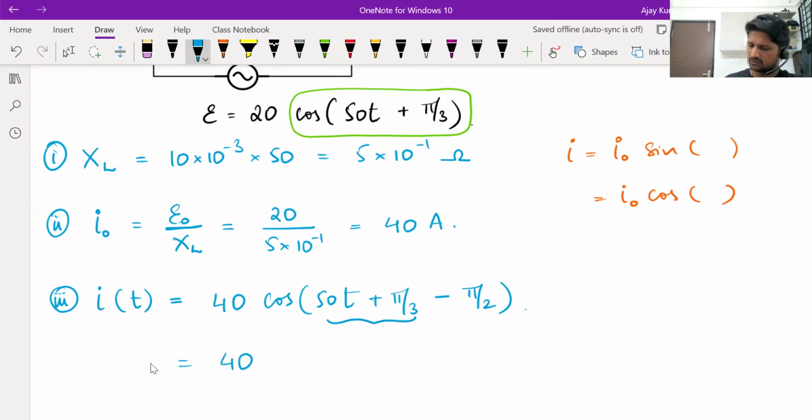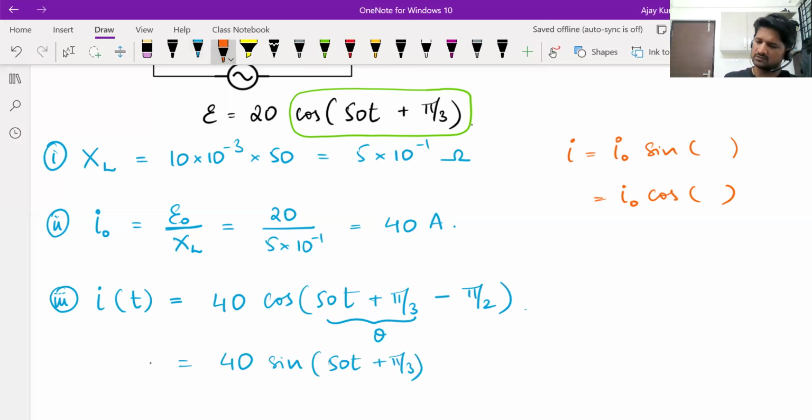Now, if this whole thing is called theta, cos of theta minus 90 becomes sine theta. Okay, so you can write it as, wait, what did I say? Not sine 90, sine theta. Cos of theta minus 90 is sine theta. So this can be written as 40 sine 50t plus pi by 3 also.